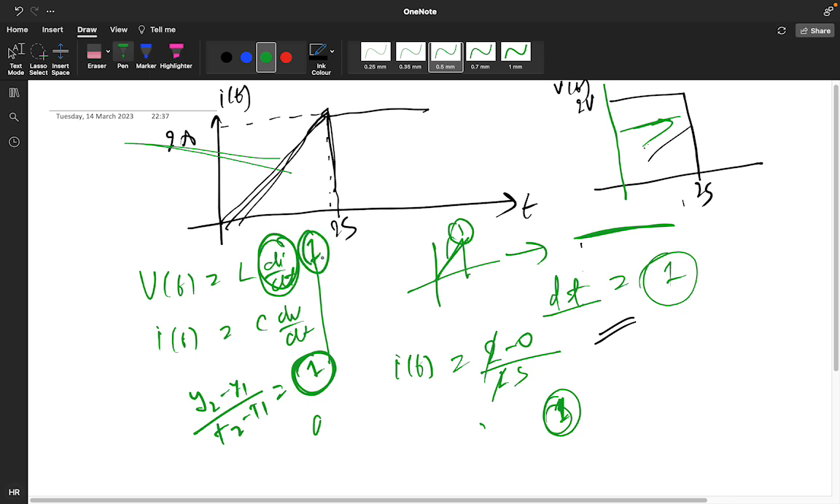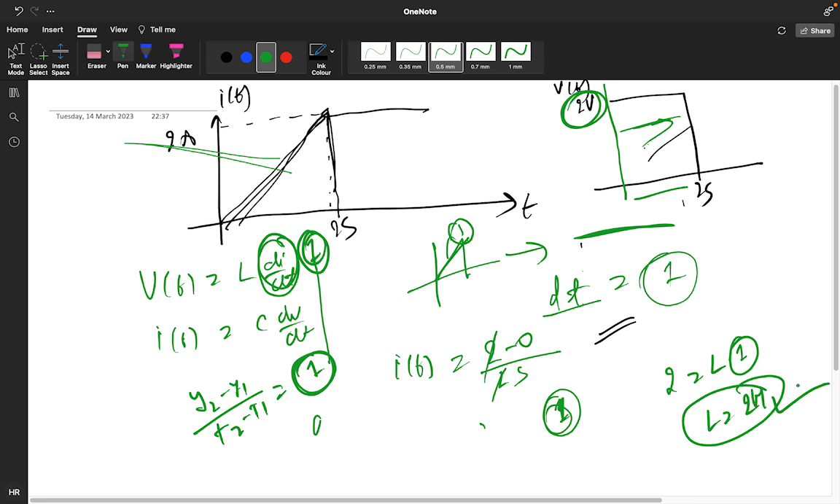And what is the voltage you are getting? Up to 2 seconds you are getting the voltage 2 volt. So 2 equals L times 1, and you are getting the L value as 2 Henry. So what will be the option for this answer? Option B will be the correct one. Option B is inductor, 2 Henry.